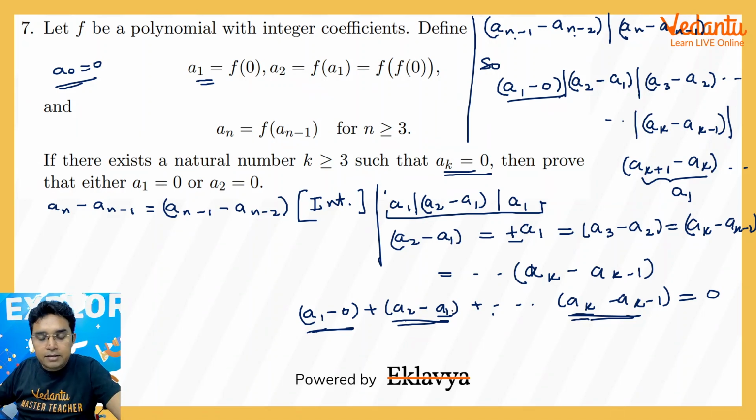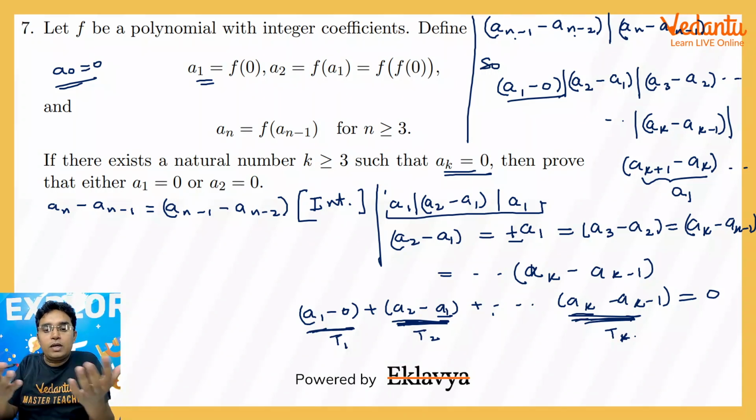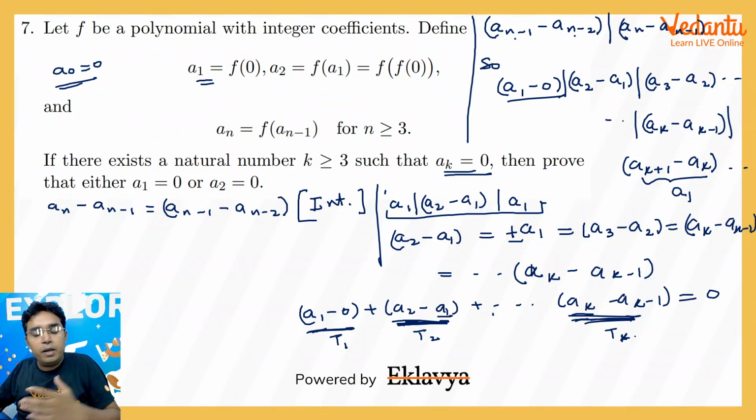That means there will be two consecutive terms, out of which one of them will be a1 and the other will be minus a1. What I'm claiming is that some of them will be a1, some of them will be minus a1. So if I call this the first term, this the second term, and this the kth term, then among these 1, 2, 3 up to kth term, there will be two consecutive terms. One of them would be a1 and one of them would be minus a1.